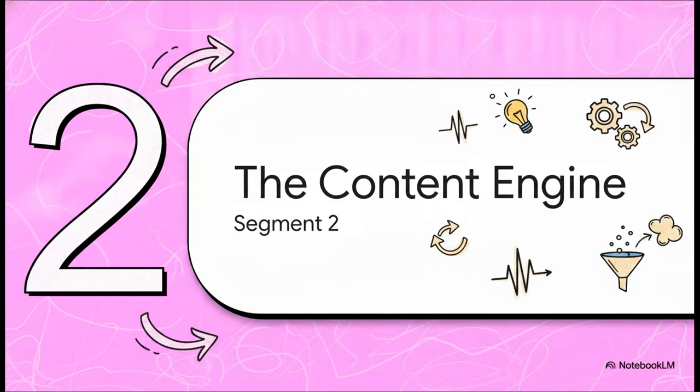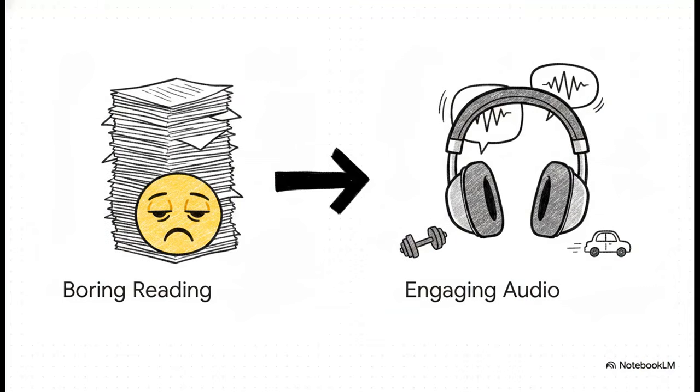All right, shifting gears here. Segment 2, the content engine. Look, reading a 100-page report is draining. Yes, AI can read it for you, but let's be real, reading robotic text summaries is about as fun as reading a software terms of service agreement.